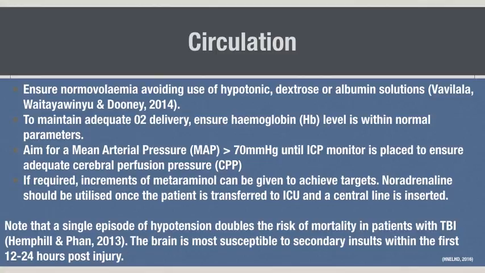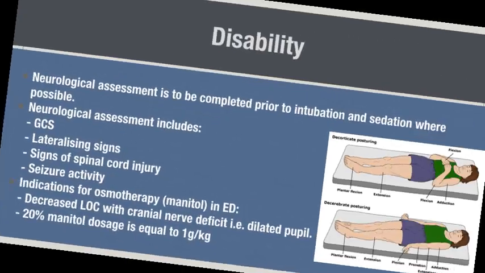Noradrenaline should be utilised once the patient is transferred to the intensive care unit and a central line has been inserted. Note that a single episode of hypotension doubles the risk of mortality in patients with traumatic brain injury. The brain is most susceptible to secondary insults within the first 12 to 24 hours post-injury.